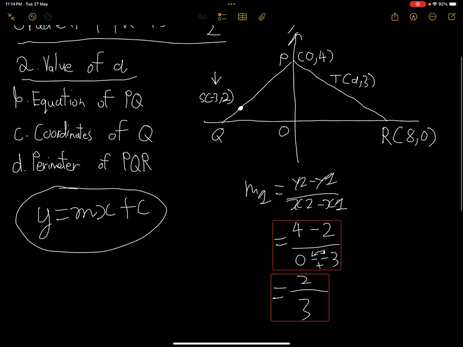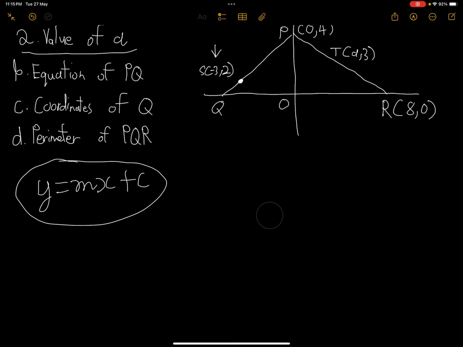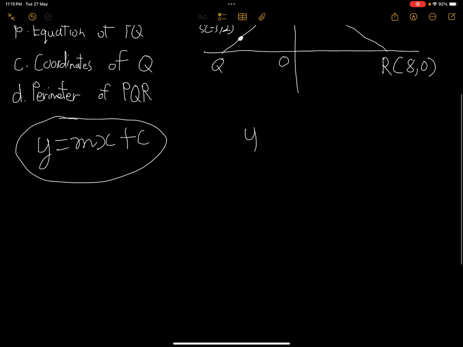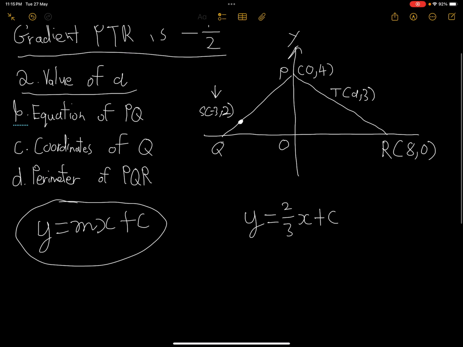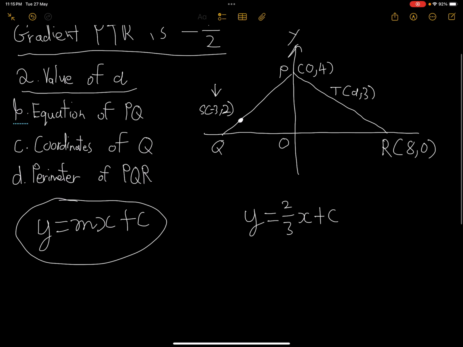So now that we know the gradient is 2 over 3, we can put that in the line equation. y equals 2 over 3 x plus c. Now, I am almost 100% certain that the y-intercept is 4, as the line hits the y-axis at the P coordinate, which means that it's 4. But since we're not confident that that's the truth, we're going to use the substitution method to prove that that is absolutely true. So we're going to use the S coordinate to test that out.